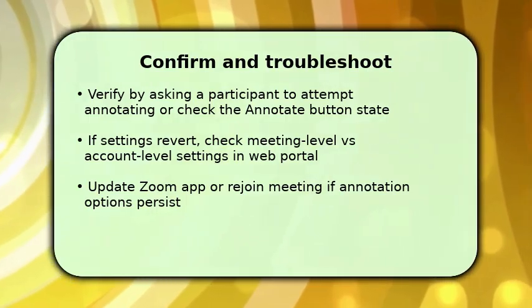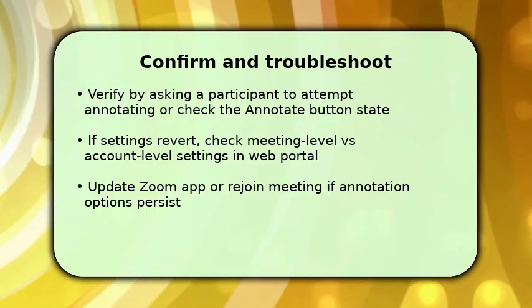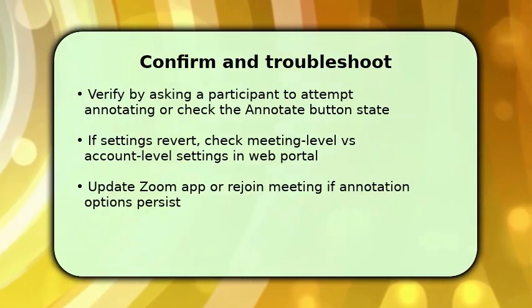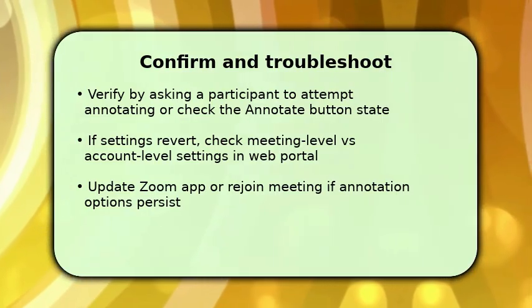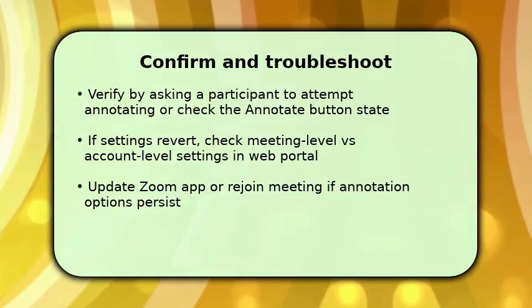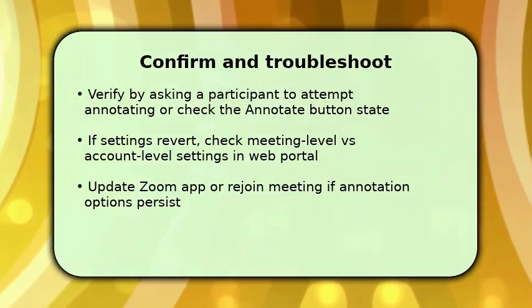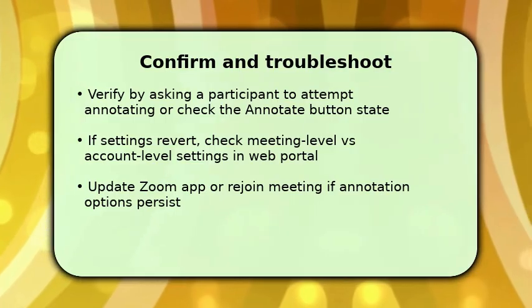If options persist unexpectedly, instruct participants to update their Zoom app or rejoin the meeting, because client caching can show old controls. One key troubleshooting tip: if settings keep reverting, an account admin may need to lock the preference centrally.